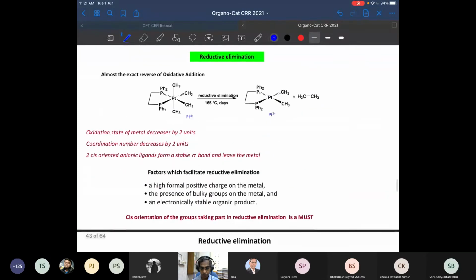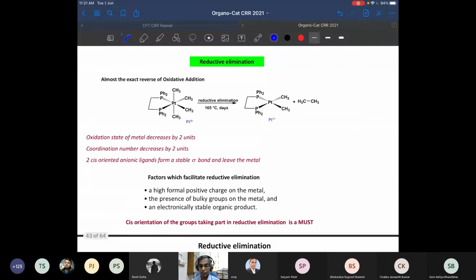The last one we have is the reductive elimination. Reductive elimination is the last step. That is because you should get back your catalyst and the products.